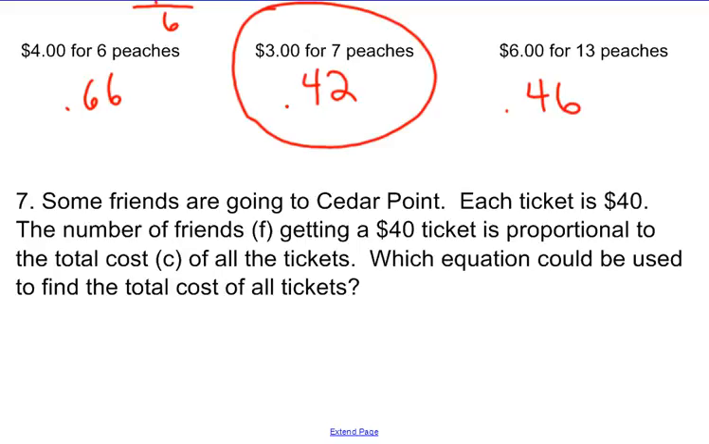Okay, now we're getting into some word problems. Some friends are going to Cedar Point. Each ticket is $40. The number of friends, F, getting a $40 ticket is proportional to the total cost of the ticket. Which equation could be used to find the total cost of all tickets? For this one, we don't really even have to set a proportion. Let's just think about this logically. The total cost depends on how many people are going. So let's just write C for cost. The total cost depends on how many friends are going, and we know that it's $40 for one friend or one person to go. So your total cost is going to be $40 times the number of friends. That's all you need to do on this one.